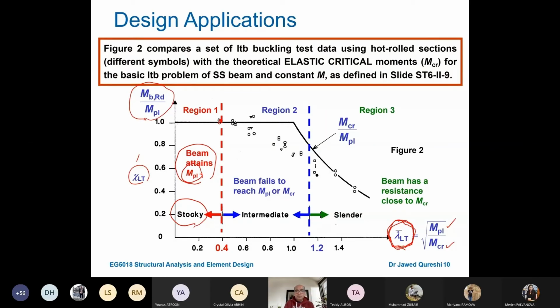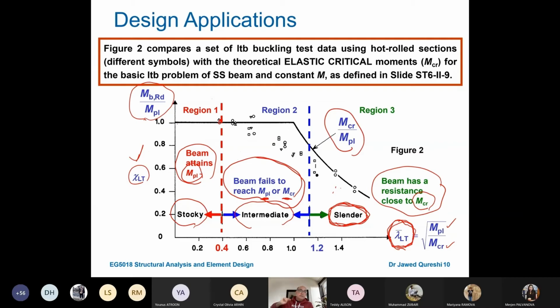We have another extreme, which is slender, and you saw these both in the video. In the slender range, MCR controls, and the reduction factor is going to be less. So our values of moment are closer to MCR, the elastic critical moment. There is a very heavy formula for MCR. But most of the practical beams fall into this category where you have 0.4 and less than 1.2. This is the intermediate range where the beam fails to reach MPL and it fails to reach MCR as well. This is where we will try to find out chi LT.